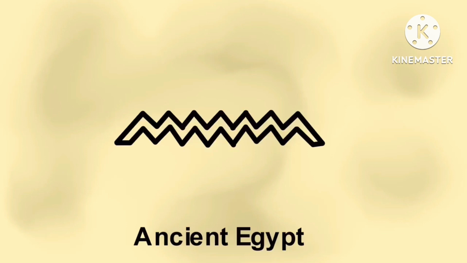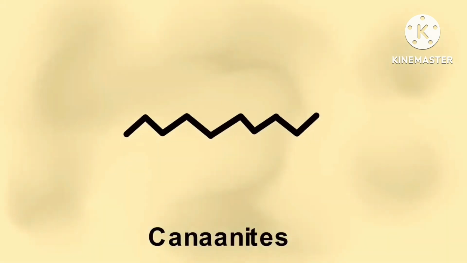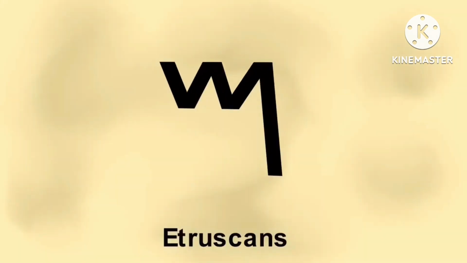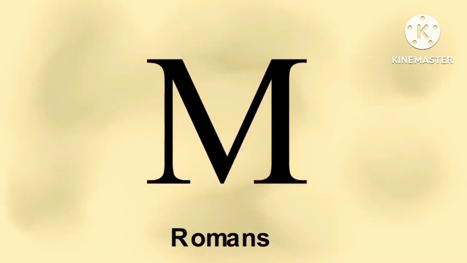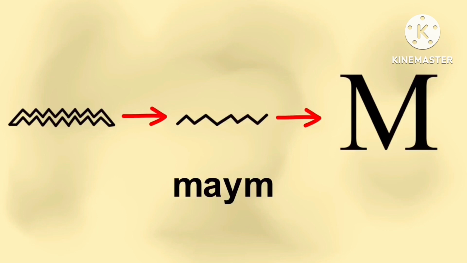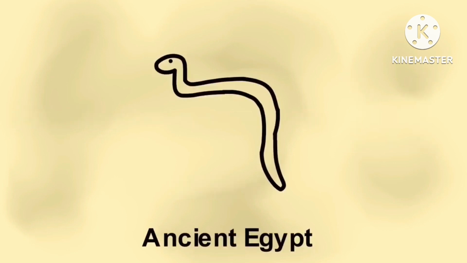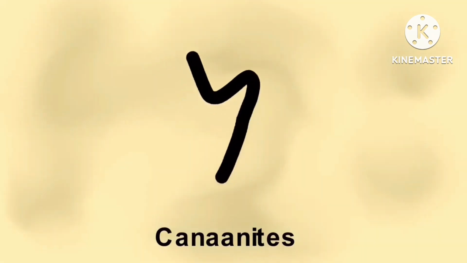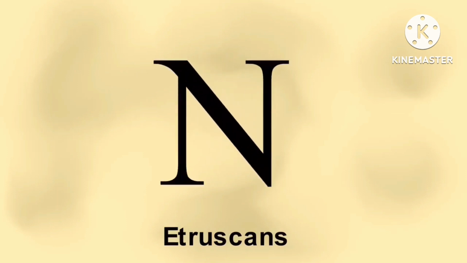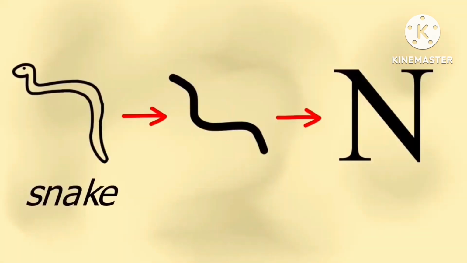This is a ripple of water. Water became the letter M. Water was called something like mem. Following the letter M, we have the letter N. This snake became the letter N because snake was pronounced nahash.